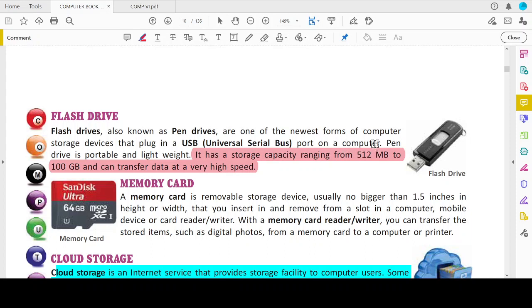Right? The common storage capacity of pen drive ranges from 2 GB to 120 GB and can transfer data at a higher speed. So you can make your own answers from this panel. Okay.